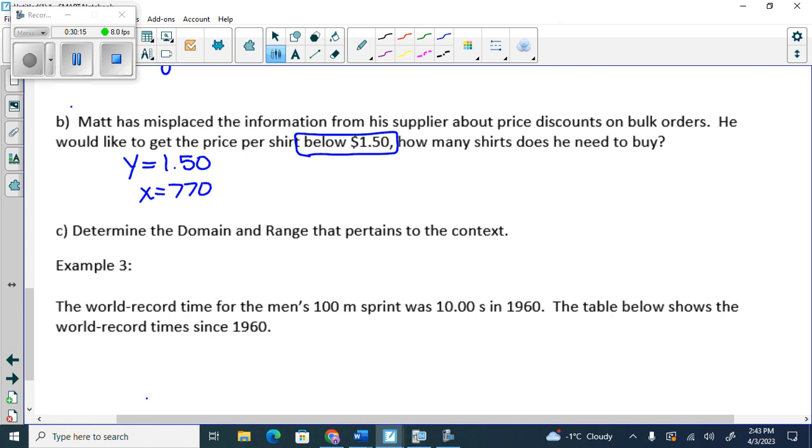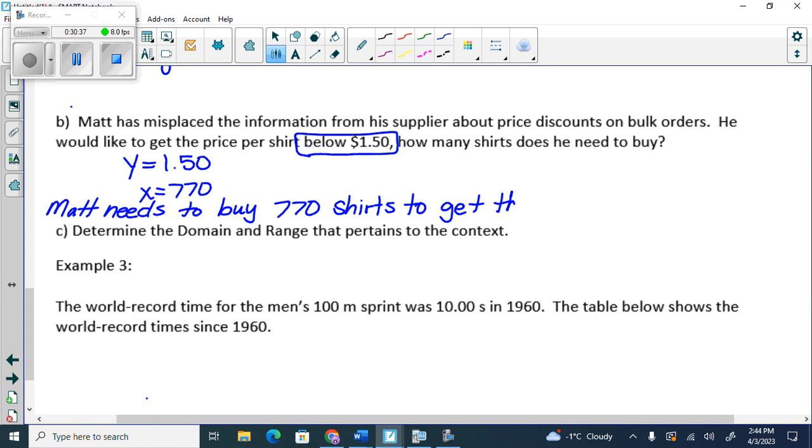We can't just do that as our answer. It says how many shirts does he need to buy to get the price of the shirt below $1.50? Matt needs to buy 770 shirts to get the price per shirt below $1.50.